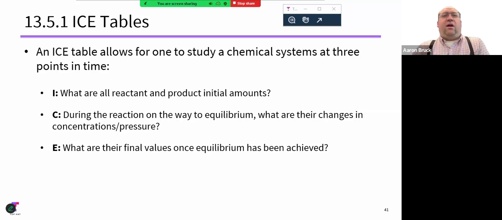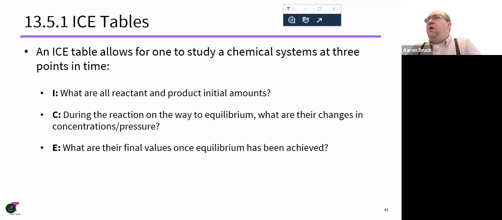What we're talking about here are ICE tables. Now, you might see these referred to as RICE tables, where the R is for the reaction. So reaction, initial, change, equilibrium. Depending upon what text you look at or what resource, you will see both. They'll be used interchangeably. They're talking about the same thing.